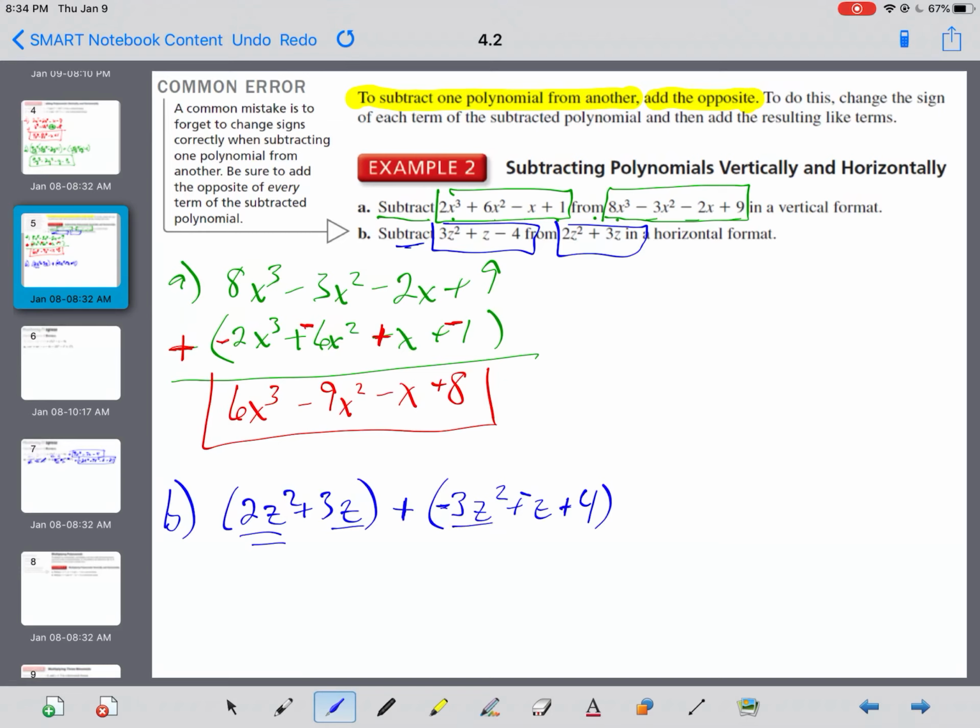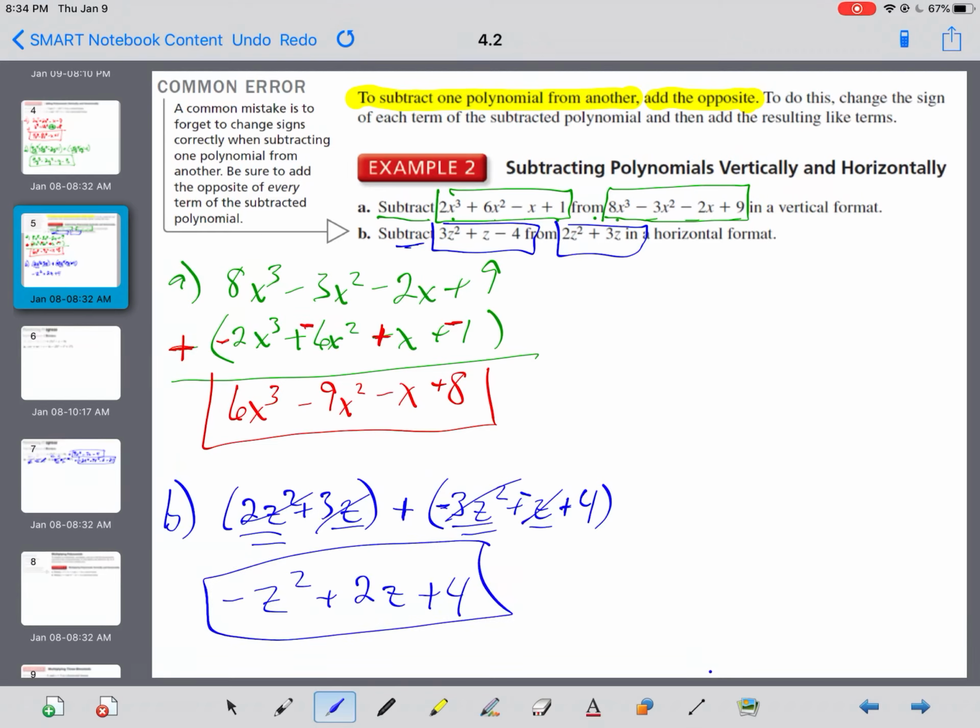Now just do like terms. That's got 2, that's got 1, that's got 2, that's got 1. So put my 2's together. 2z squared and negative 3z squared is negative z squared. 3z and negative z is positive 2z. And nothing and 4 makes 4. And there's our answer.